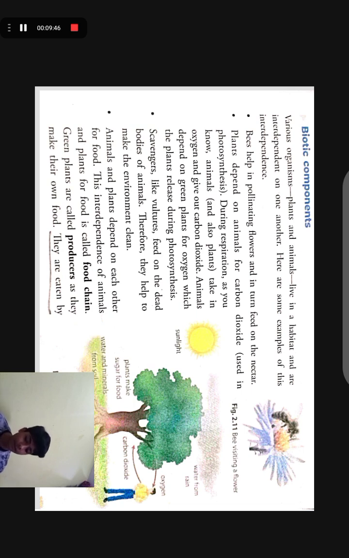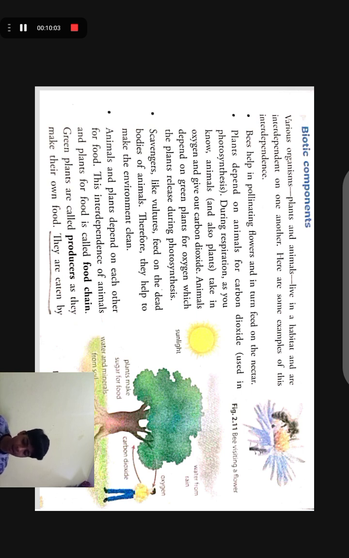Third point, scavengers like vultures feed on the dead bodies of animals. Therefore, they help to keep their environment clean. Animals and plants depend on each other for food. This interdependence of animals and plants for food is called a food chain.